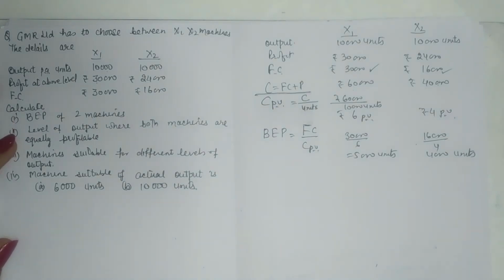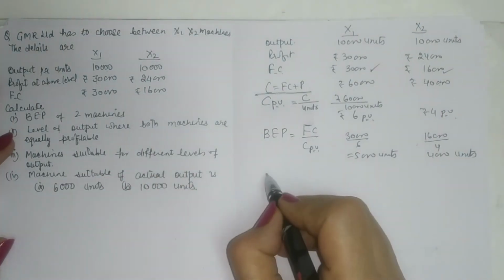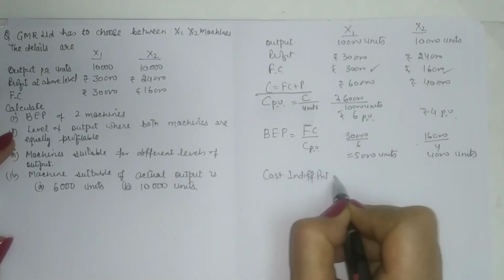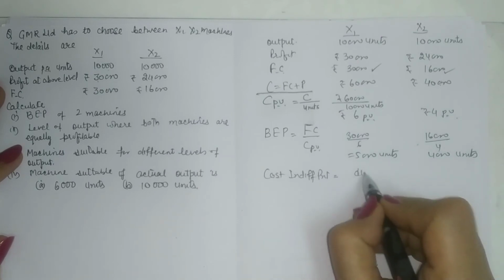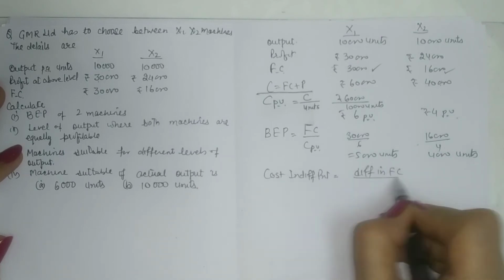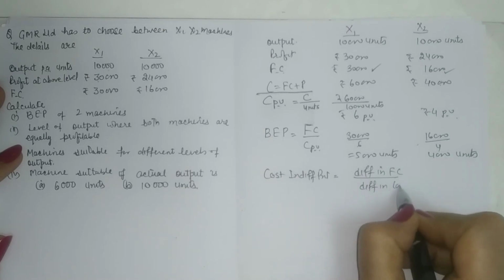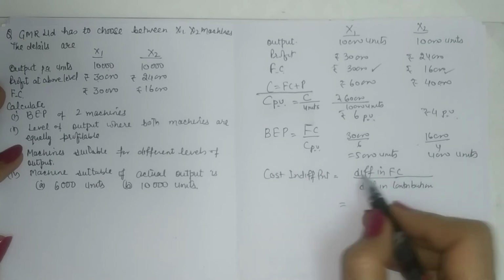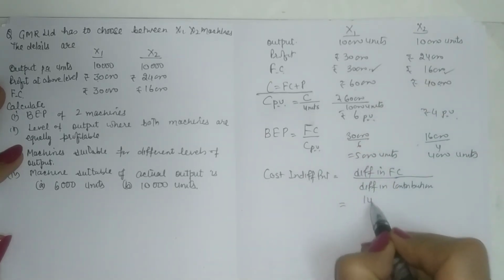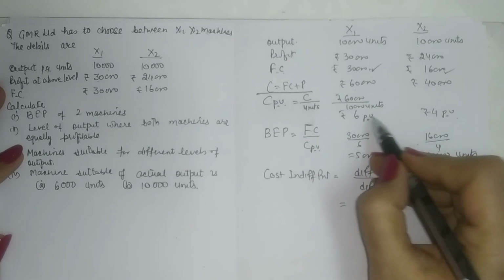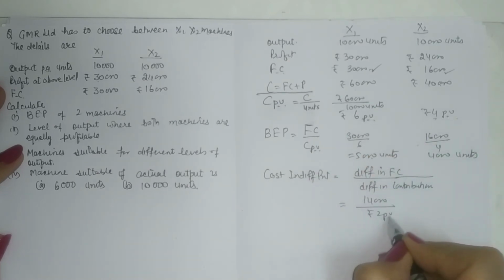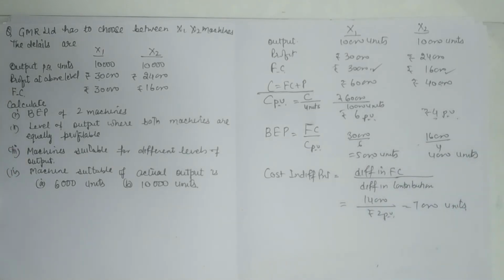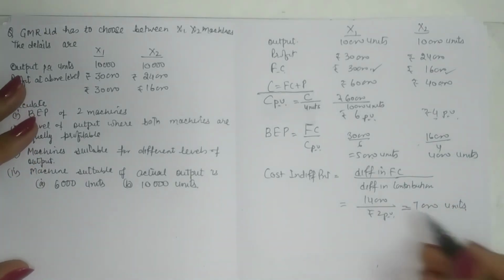Next is the level of output where both machines are equally profitable, that is cost indifference point. So cost indifference point is difference in fixed cost upon difference in contribution, because we will be making calculations in unit terms, we are not given the selling price. So difference in fixed cost is 14,000 and difference in contribution is 2 rupees per unit. So that means 7,000 units.